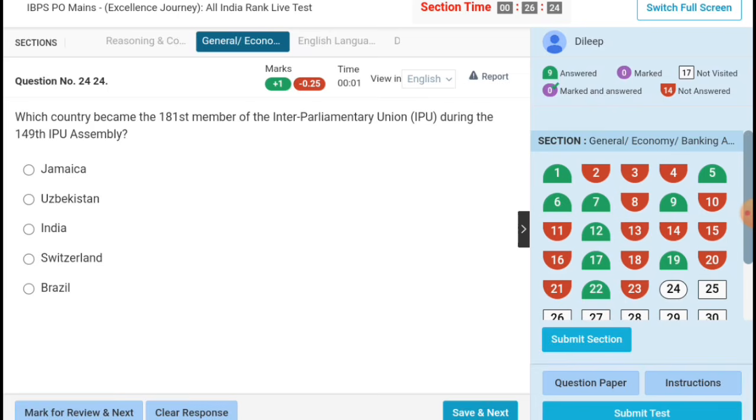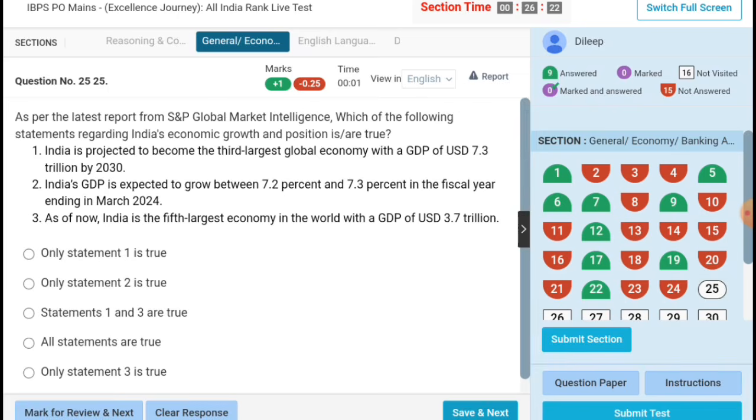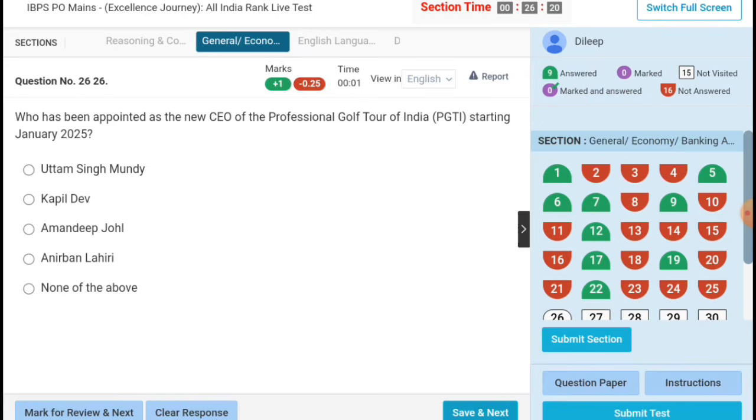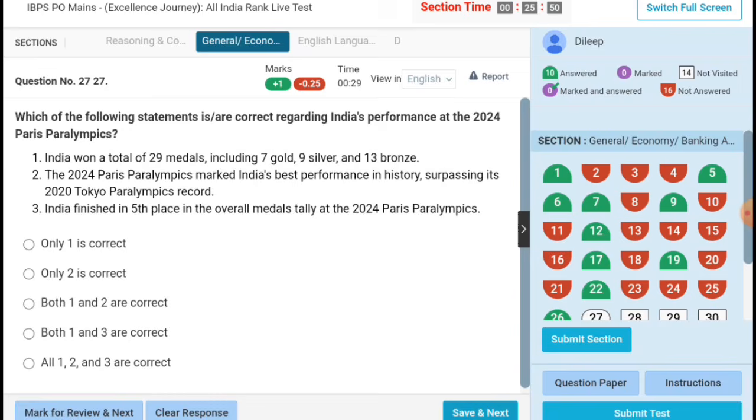Who has been appointed CEO of the Professional Golf Tour of India? I think Kapil Dev, who has been appointed as the new CEO of the Professional Golf Tour of India starting January 2025. I have doubt on Kapil Dev. It is cricket, but based on golf it is Amandeep Chahal, I think.